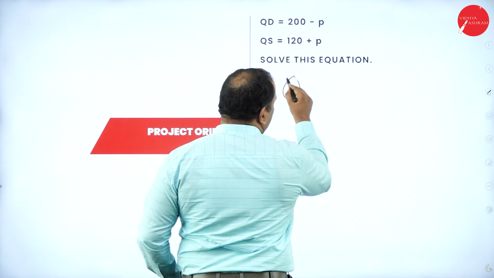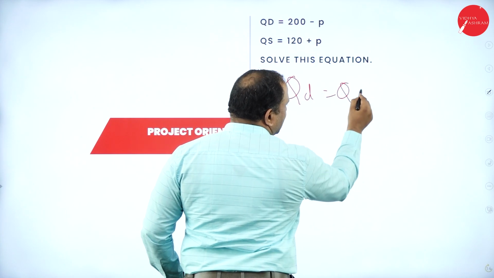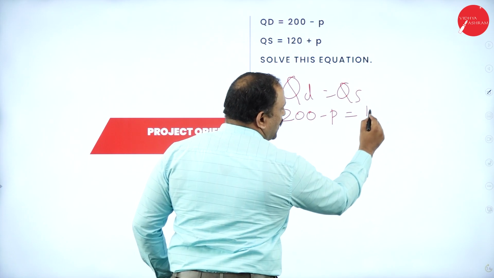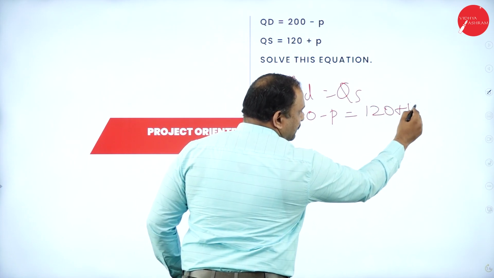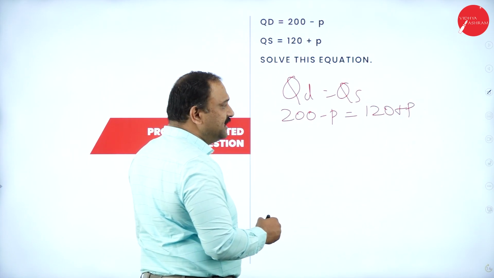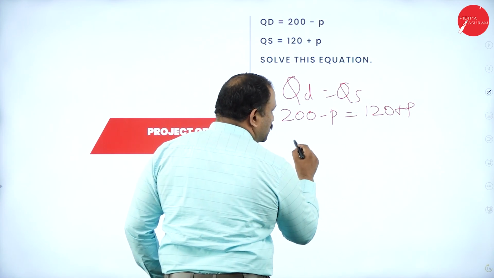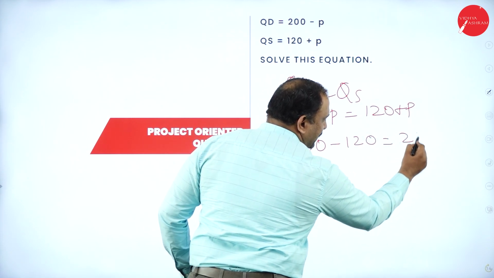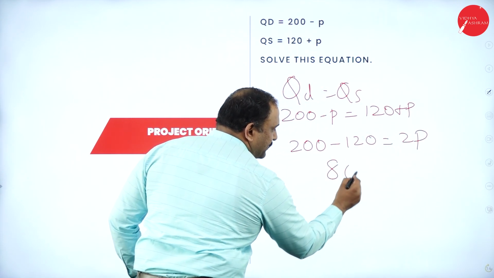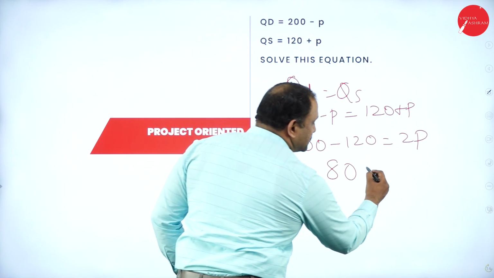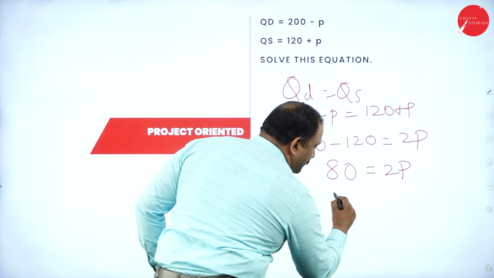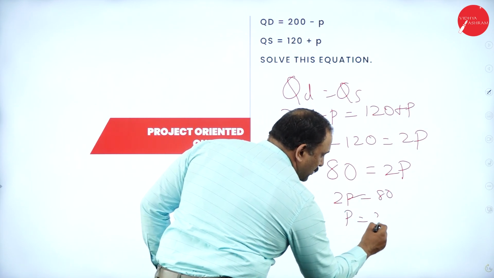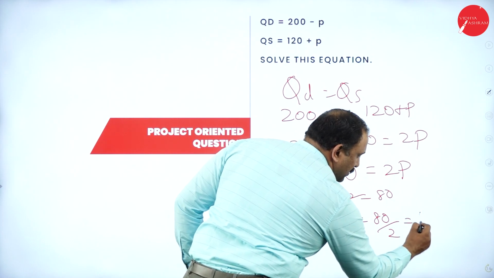We all know that QD is equal to QS. So let's equate it: 200 minus P is equal to 120 plus P. So bring the P's together to this side. So it will become 200 minus 120 is equal to 2P. So this is 80, 200 minus 120 is 80, which is equal to 2P. Hence P is equal to 80 divided by 2, which is equal to 40.